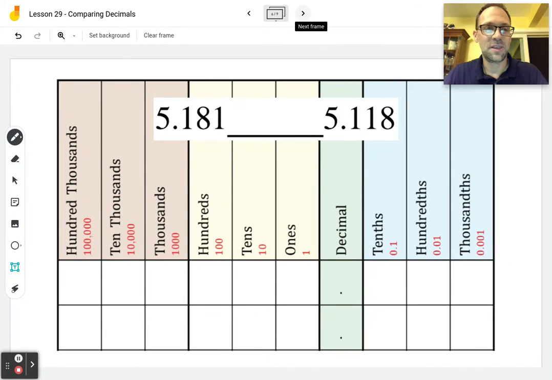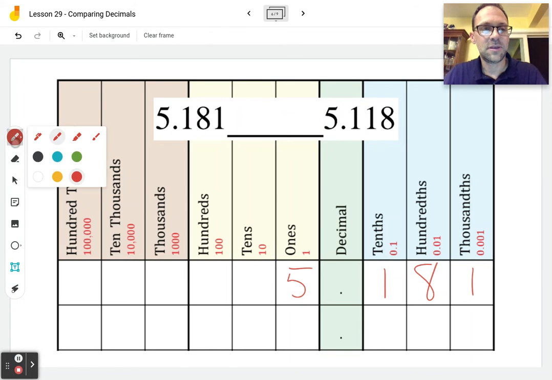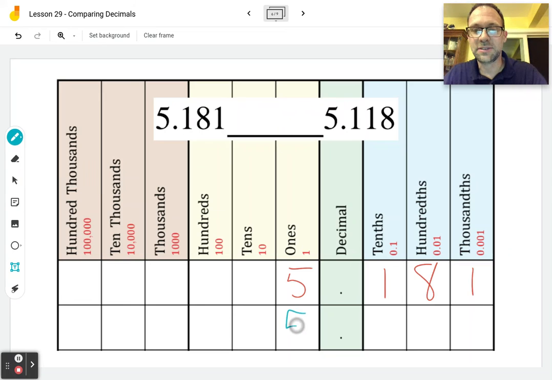Let's try another one. Step 1, let's enter our first number, which is 5 and 181 thousandths, into our place value chart. 5 goes in the ones place, a 1 in the tenths, an 8 in the hundredths, and a 1 in the thousandths place. And our second number, 5 and 118 thousandths. A 5 goes in the ones place, a 1 in the tenths, a 1 in the hundredths, and an 8 in the thousandths. Let's begin comparing place value by place value, digit by digit, from the greatest to the least.